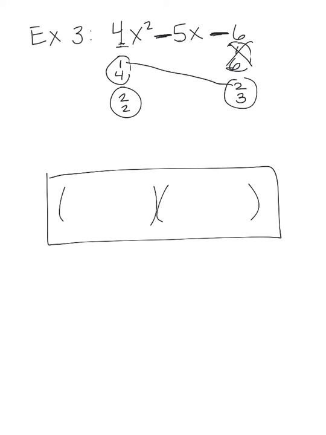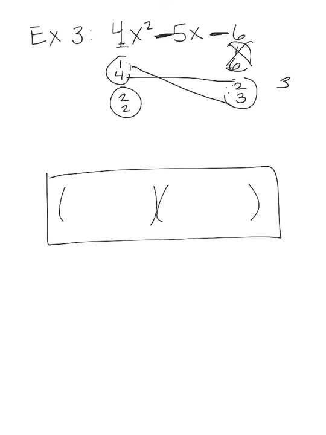So let's try 1 times 2 is 2, and 4 times 3 is 12. We want some negatives left over, so we'll make the bigger one negative, but that would give me negative 10, so that's not the right one. It's always useful to figure out which ones don't work. We're narrowing it down.